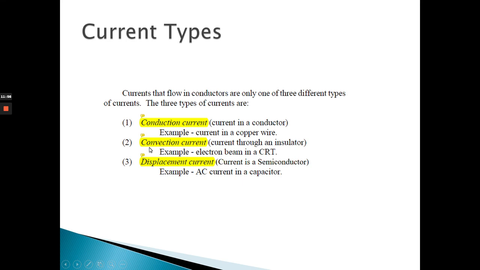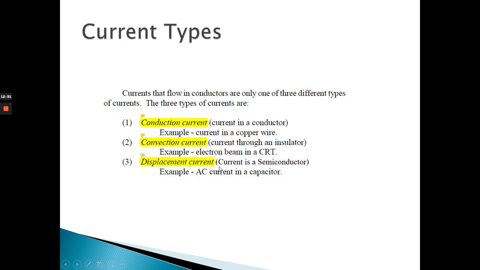Then through an insulator there is one type of current, which we call convection current. It still flows, but not as high and as dense as the conduction current. So there is no conduction current here, but there is convection current. Later on we will see how. I will not go so deep. Basically we will talk about the conduction current more than the others, but I will touch these two also.